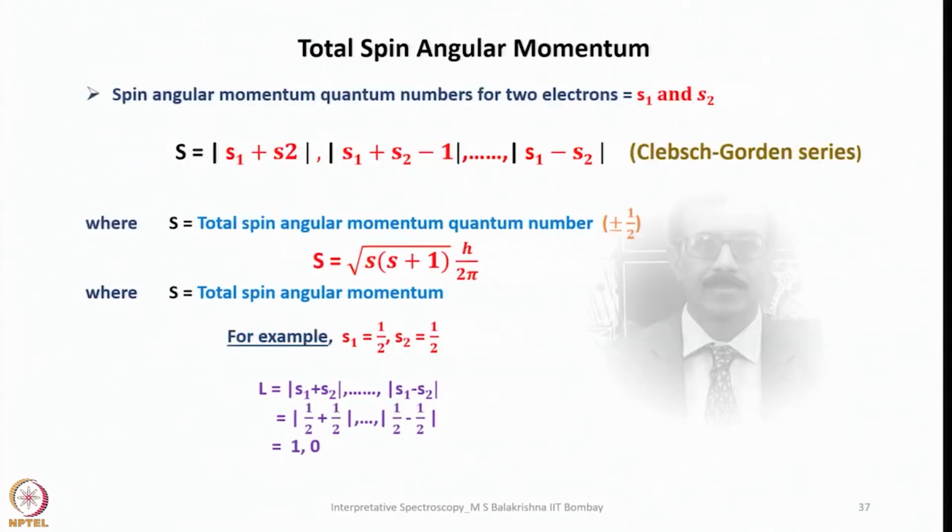So now let's look into spin angular momentum in the same way we looked into orbital angular momentum. The spin angular momentum quantum numbers for two electrons, say S1 and S2, again give S1 plus S2 down to S1 minus S2. This is again the Clebsch-Gordan series, where S equals the total spin angular momentum quantum number, and the spin angular momentum is the square root of S into S plus 1 into h over 2 pi. For example, S1 equals half and S2 equals half. Using the Clebsch-Gordan series, we get 1 and 0 values for S.